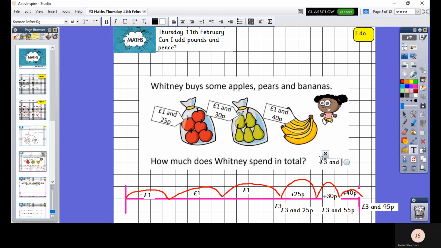There we go. And then, like we did last lesson, we just separate the pounds and the pence, then it's really easy to understand what she's got.